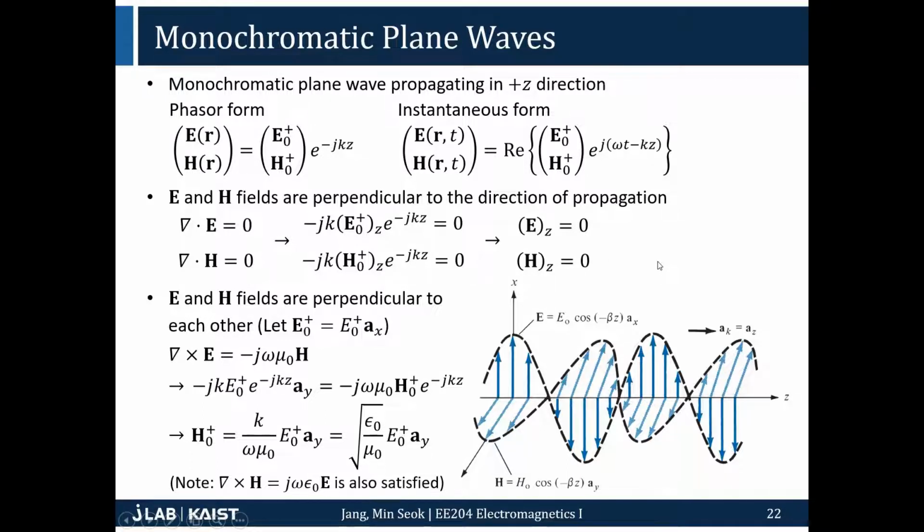Okay, so that's one important implication of this equation. And the second is that the E and H fields are perpendicular to each other. Because the E and H fields are perpendicular to the direction of propagation, let's assume that the E field is along X, because we can just choose it. Let's assume that E is just along X.